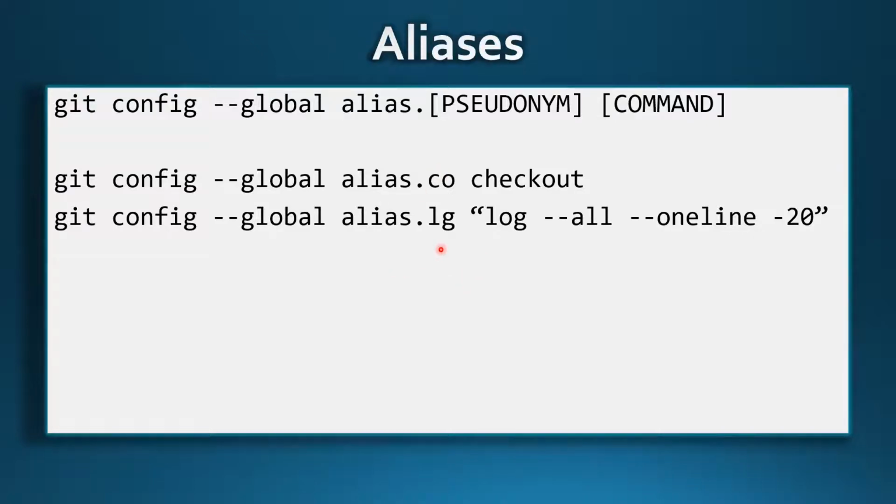One that I like to use, which you'll see in some of the presentations later on, is lg, and that means log. So git log is a very verbose command, and you'll often want to shorten it just for quick information. So --all, one line, and only the top 20 lines. And I just put that to lg. That way I can use log or lg for just the quick view.